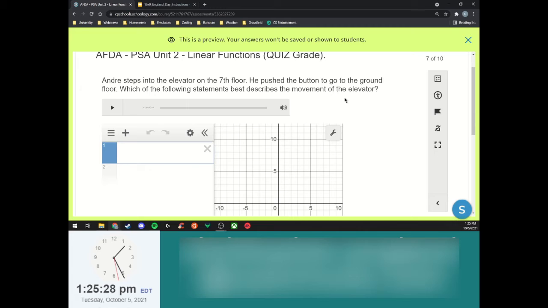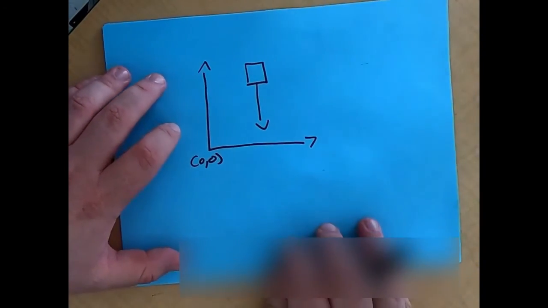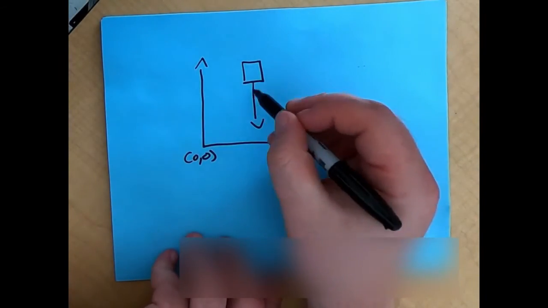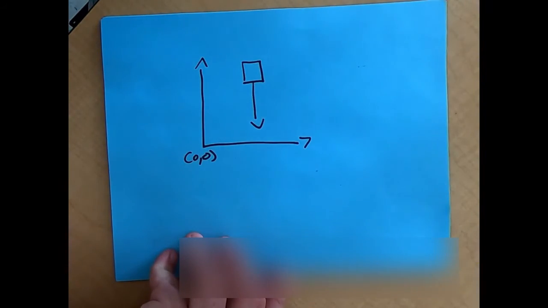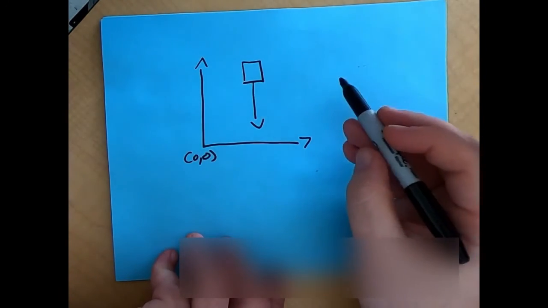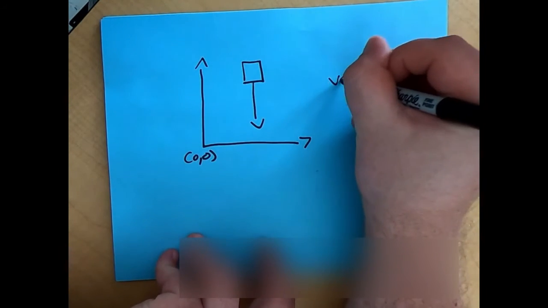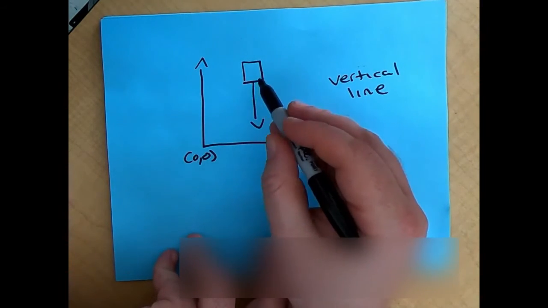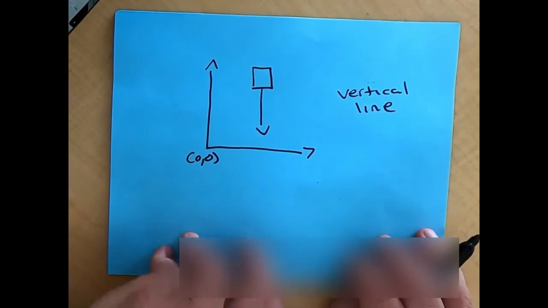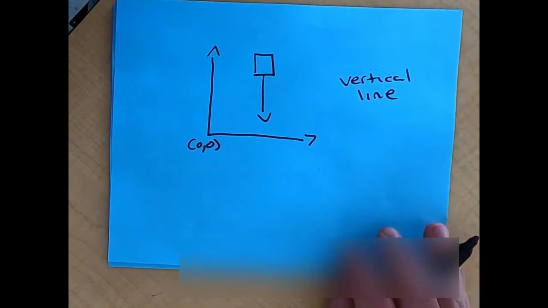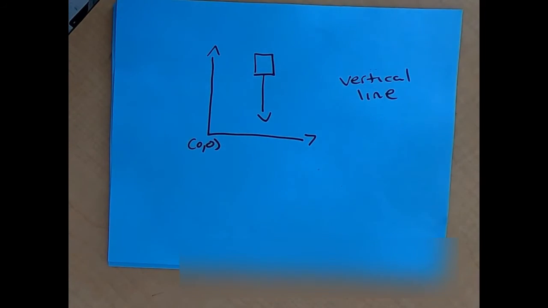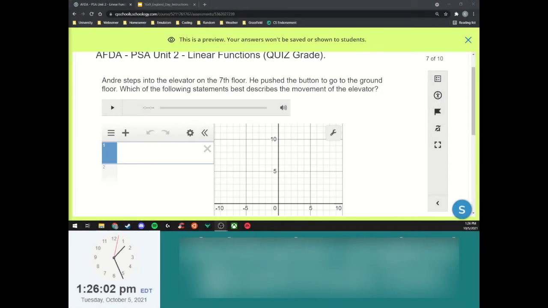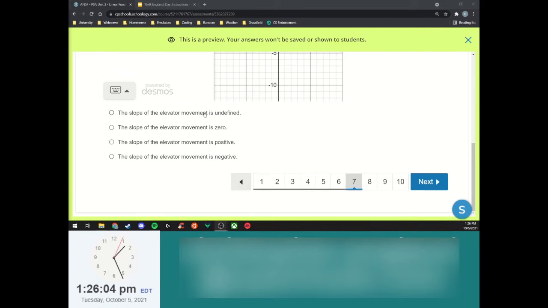And then if we plot this on a graph, we should get something like this. We have the elevator going straight down. This is indicative of a vertical line, right? We're going straight up and down because that's all elevators can do. We're going in a vertical line. Now we kind of get how the elevator is moving and what it relates to. Let's look at our questions.